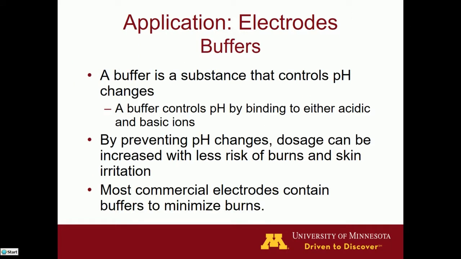Most electrodes have a buffer, and a buffer is a substance that controls pH by binding to either acidic or basic ions. This decreases the risk of tissue damage. When Ionto first came out, I believe there were buffering solutions that had to be added to the electrodes, but today most commercial electrodes contain buffers to minimize burns.